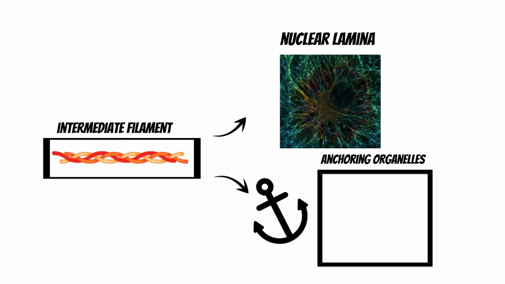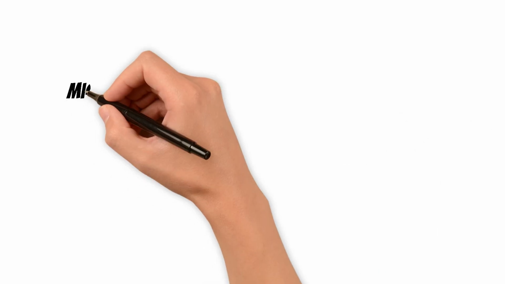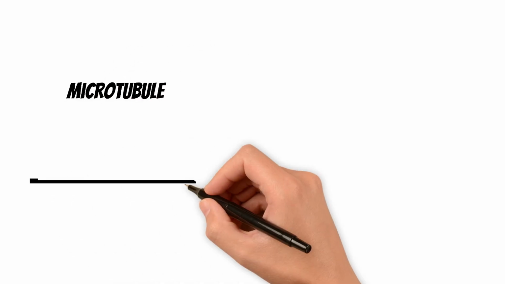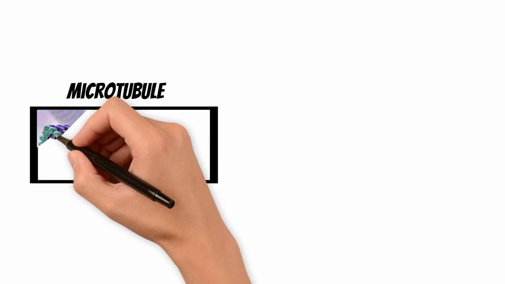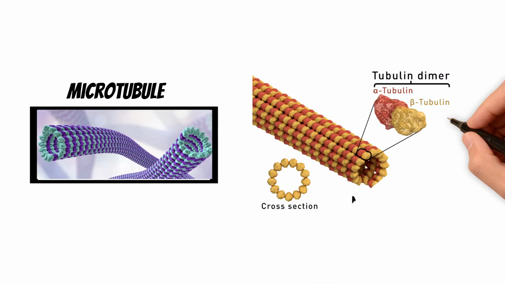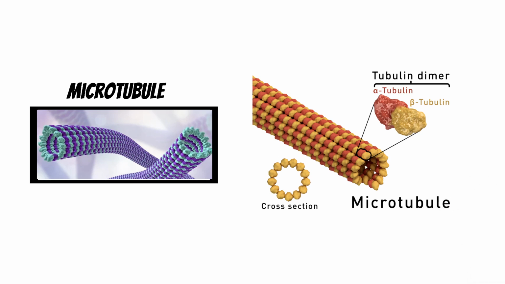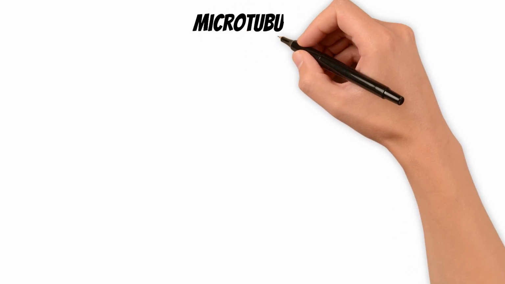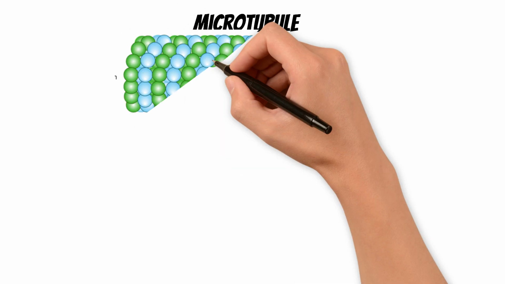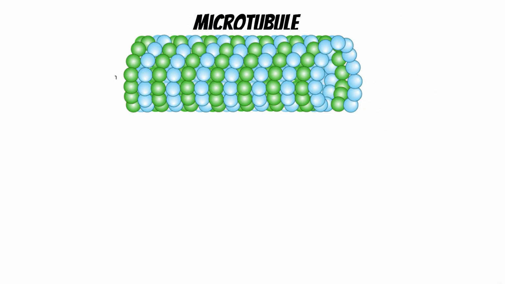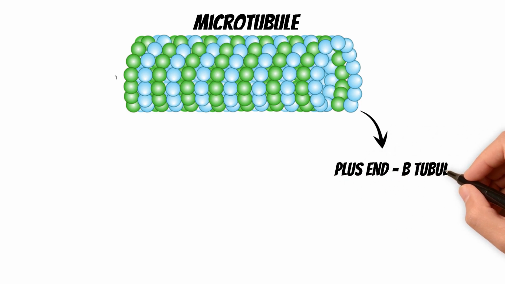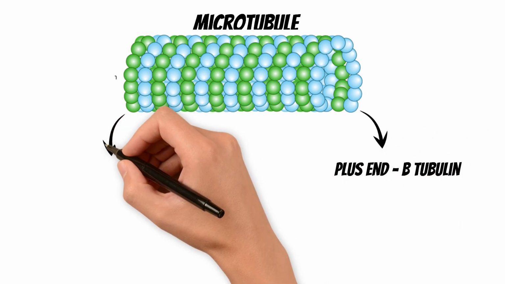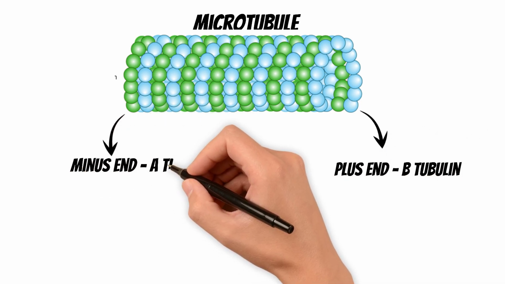Finally, the microtubules, the largest filaments, about 25 nanometers in diameter. They're hollow tubes made from alpha and beta tubulin dimers, which line up into 13 parallel protofilaments to form a cylinder. Like actin, microtubules are polar. The beta tubulin end is the plus end, which grows and shrinks quickly. The alpha tubulin end is the minus end, which grows slowly and is usually anchored near the nucleus.